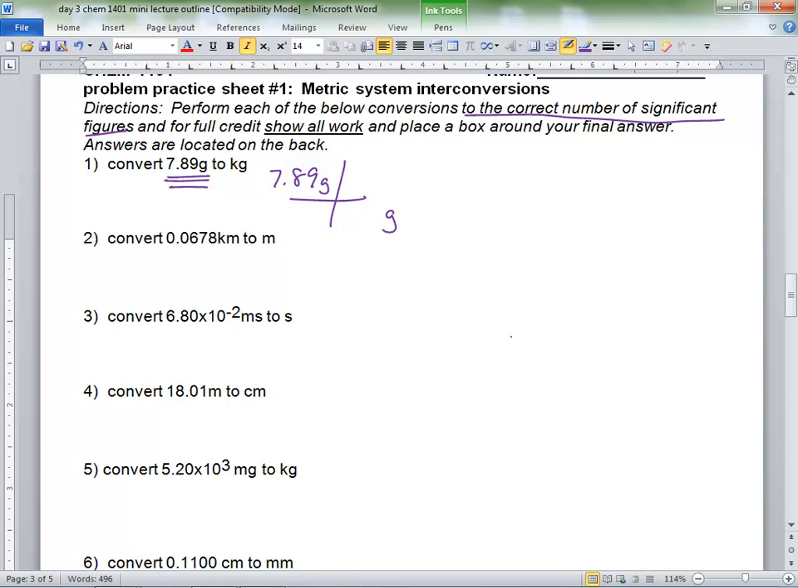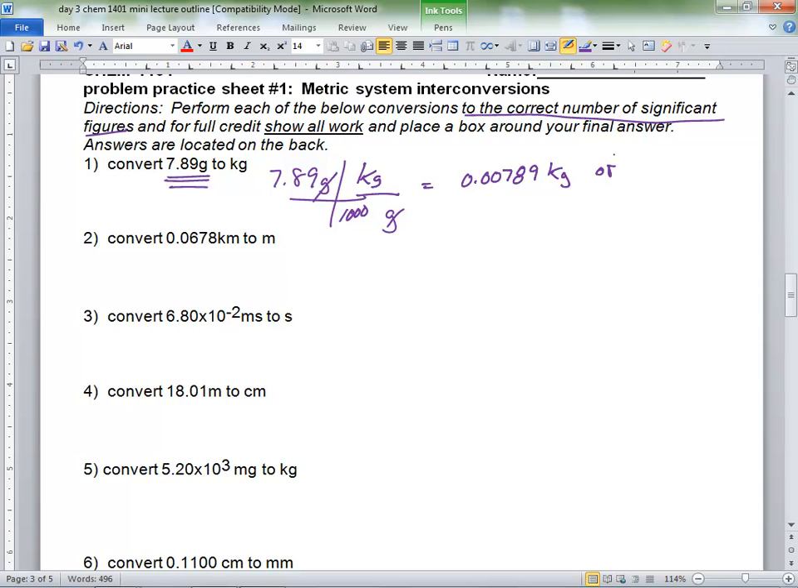We want to get into kilograms, so the 1,000 has to go on the bottom, the kilograms up on top. And quit because we're in kilograms. So 7.89 divided by 1,000, you do it on the calculator, it would probably be like 0.00789 kilograms.